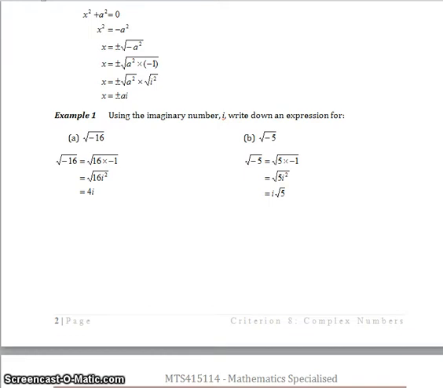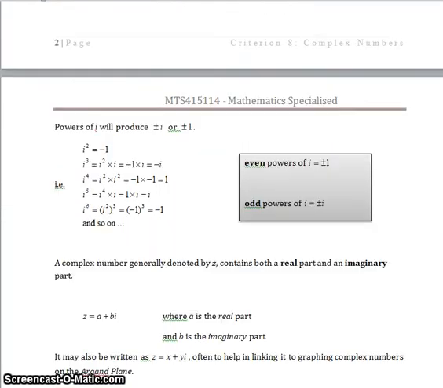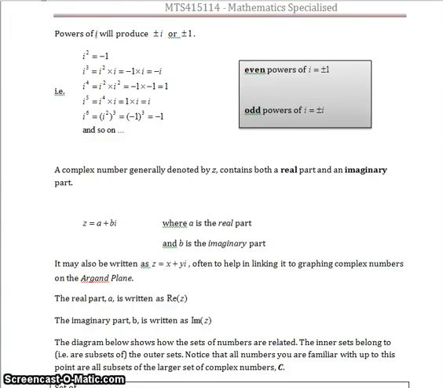Now, let's move on to the next page in these notes and go through them. Powers of i will produce either plus or minus i or plus or minus 1. What we mean by that is, let's square i, cube i, take i to the 4th power, 5th power and 6th power and so on, and see what we get. As we square i, we know this is the definition: i squared equals -1.